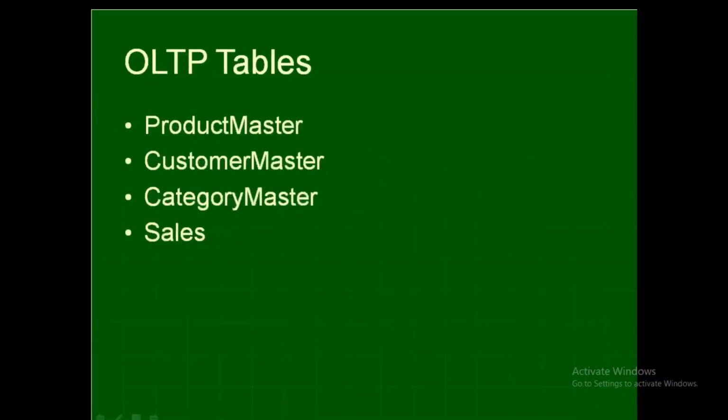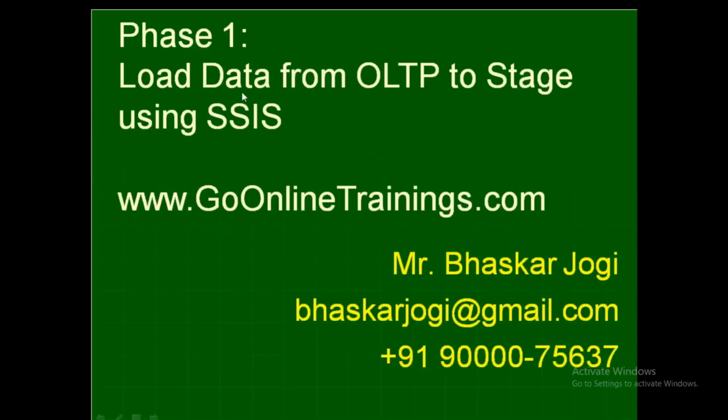Now what are we loading? We are loading the data from the OLTP system to the staging database. OLTP need not be a SQL Server. It could be an Excel sheet, XML files, or an Oracle server. It could be anything. But all the data, initially we have to dump it to staging. Staging is a database. It could be an Oracle database or a SQL Server database. In our example, I have used a SQL Server database. Clear, guys?